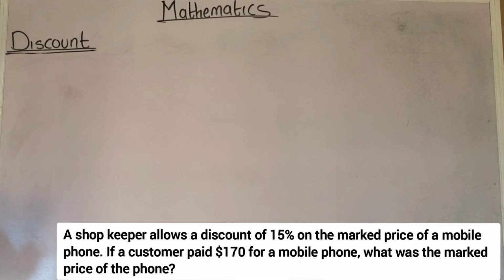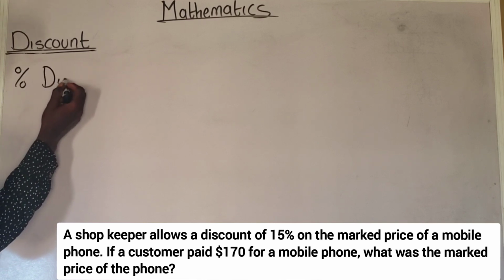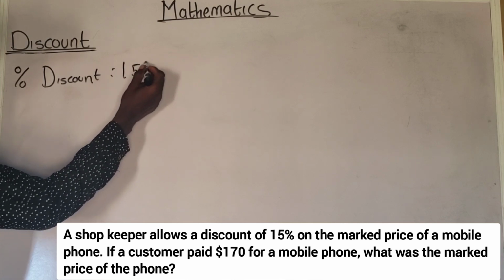Okay, let's start by writing out the information that we're given in the question. We are given that the shopkeeper allows a discount of 15%. So the percent discount is what? 15%. Okay.